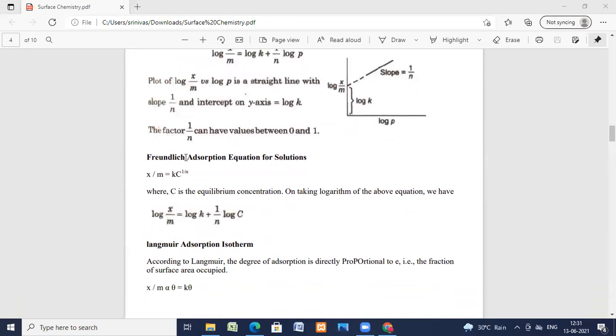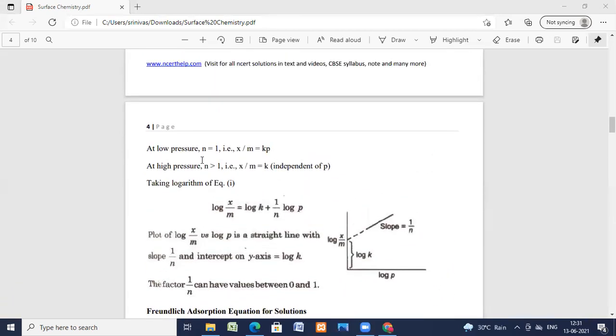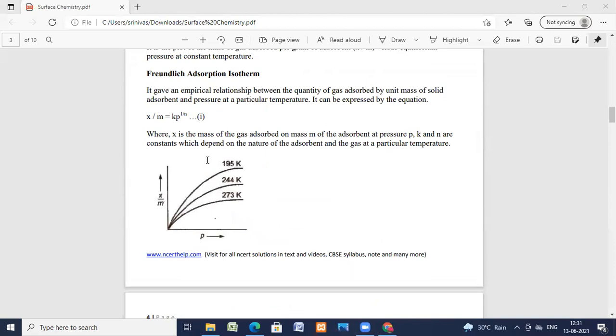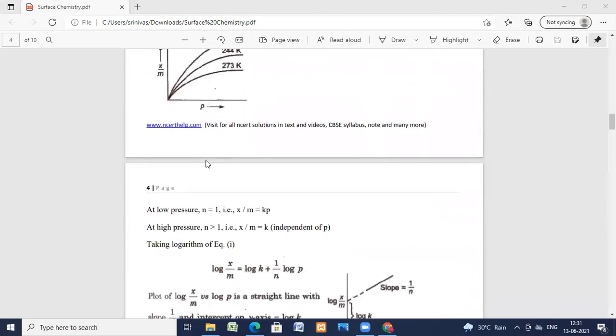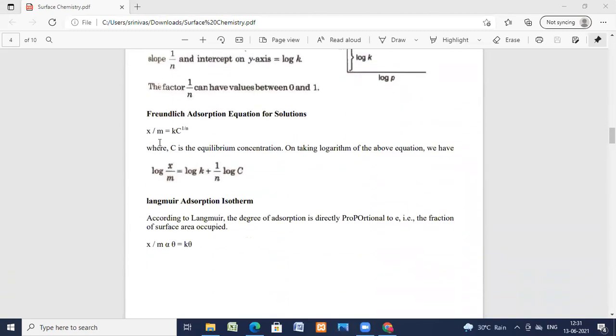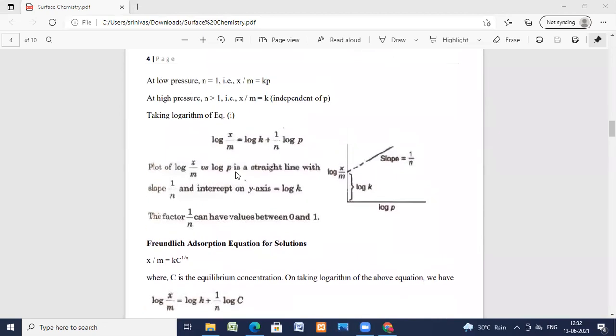Now, the Freundlich adsorption equation for solutions. We get x by m is equal to k into c to the power 1 by n. x, as I have told you, is the mass of the gas adsorbed on mass m of the adsorbent at pressure p. c is the equilibrium concentration. Now taking logarithms on both sides, we have log x by m is equal to log k plus 1 by n log c. This is for solutions.